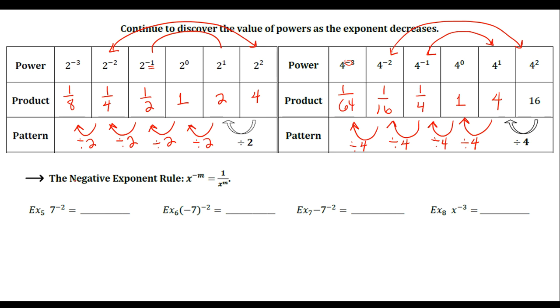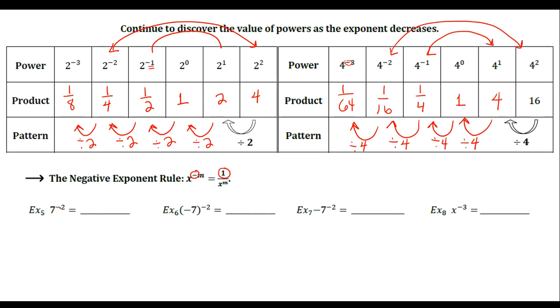So here is the rule. When you have a negative exponent, you're always going to reciprocate the base. So we're going to take x to the -m, and we're going to reciprocate it and put it in the denominator. And then if there's nothing left, we have to put a 1 as a placeholder here. Okay, so here is your rule.